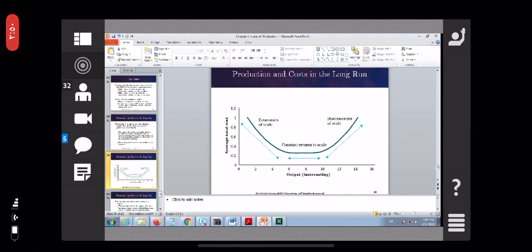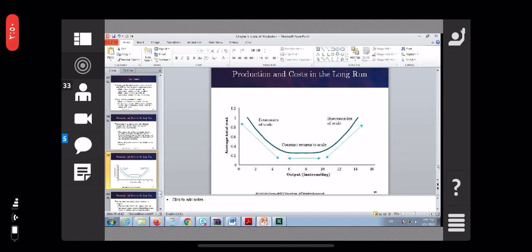In here, this area is constant returns to scale. In here is diminishing returns to scale, or diseconomies of scale. What does increasing returns to scale mean? Increasing one labor, or one unit of production, which is labor or worker, will result in increasing production more than the increment in the cost. The production will be more than the cost.